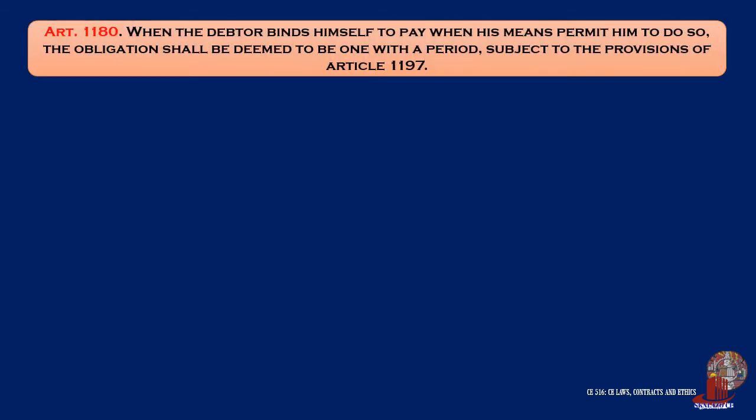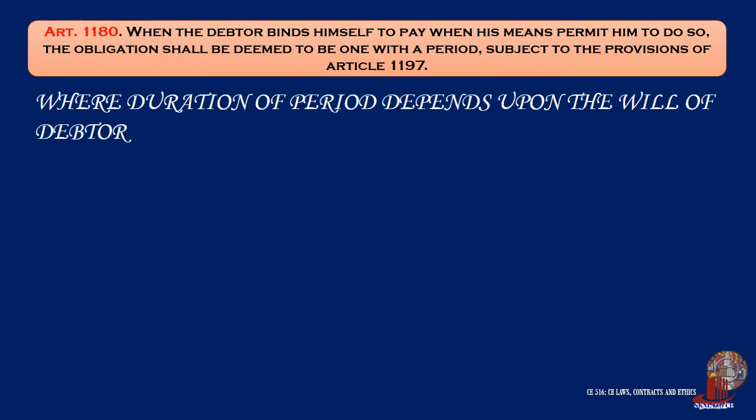Article 1180 states, when the debtor binds himself to pay when his means permit him to do so, the obligation shall be deemed to be one with a period, subject to the provisions of Article 1197. A period is a future and uncertain event upon the arrival of which the obligation subject to it either arises or is extinguished. There are two cases for this.